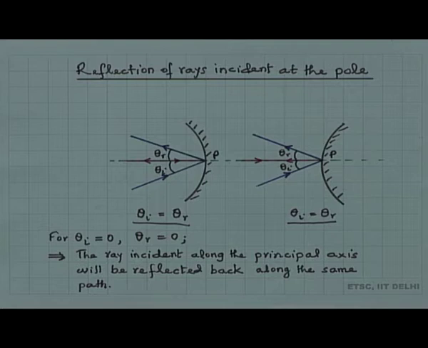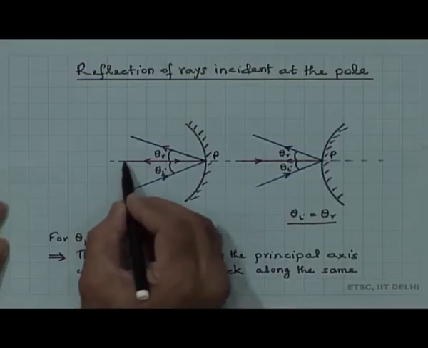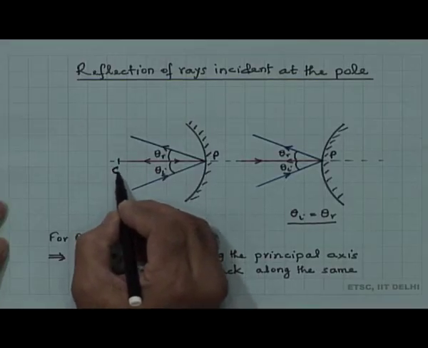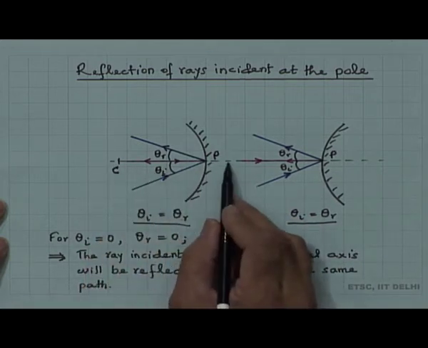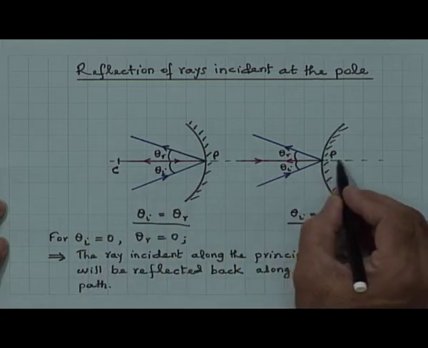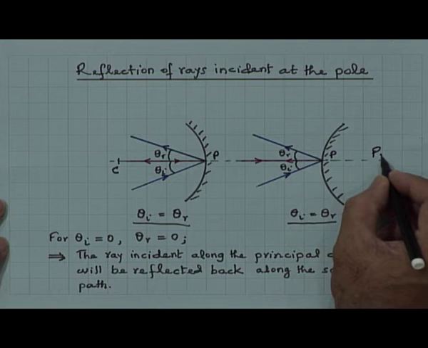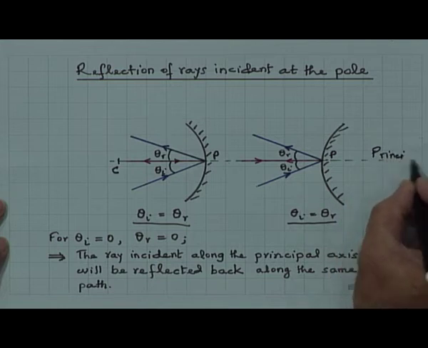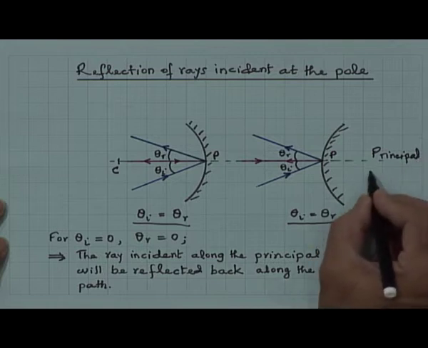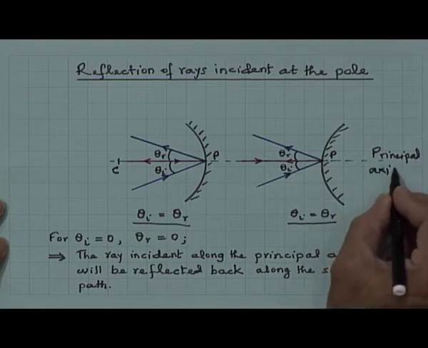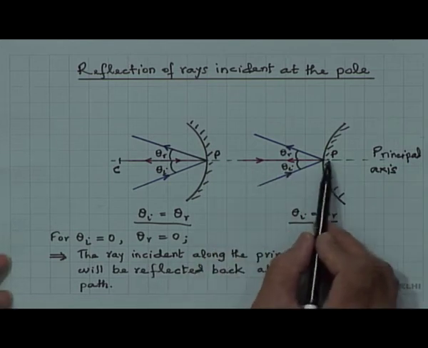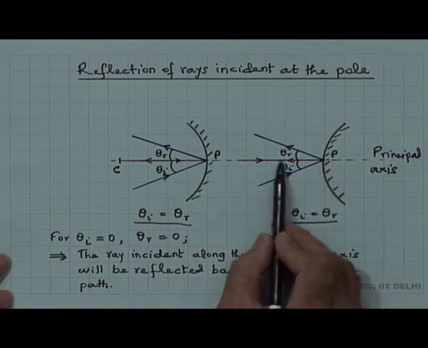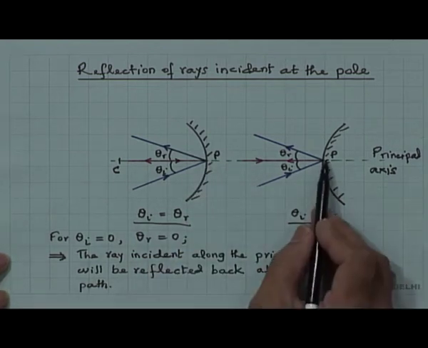So, this is the line joining the center of curvature. Here is the center of curvature C, and the line through the pole P is called the principal axis. So, this is called the principal axis. A ray which is incident along the principal axis will be reflected back along the principal axis in the reverse direction.